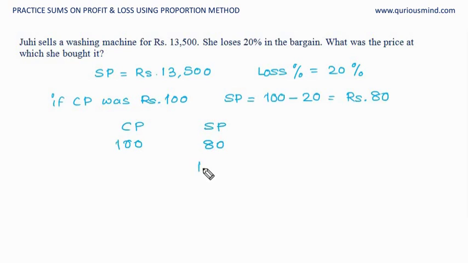Now we know SP is 13,500. Then what would be CP? So how do we get CP? CP is equal to multiplication of the terms which are diagonally opposite to each other, divided by the term which is diagonally opposite to the question mark.